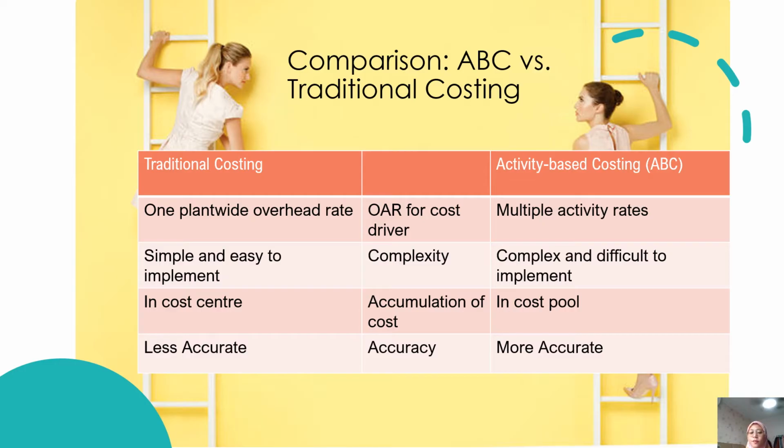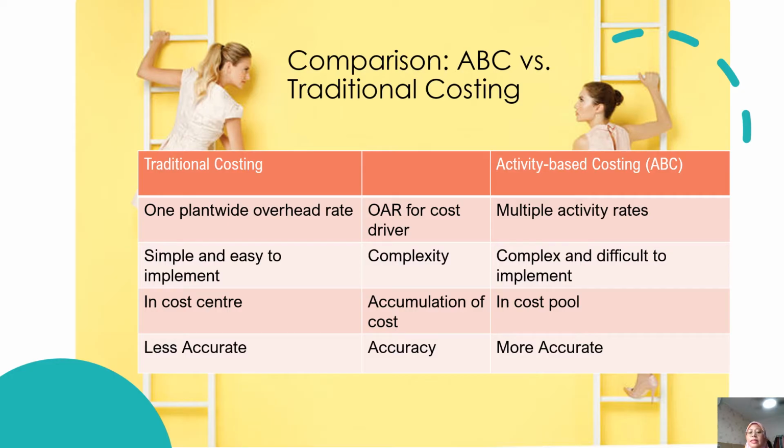Second difference is in terms of complexity. Traditional costing seems to be simple, easy to implement, not much to calculate. Whereas under activity-based costing, for each cost center itself, there are multiple complex activities. So we have to identify what kind of activities are incurred in the factory, and then we have to calculate the overhead absorption rate for each cost driver.